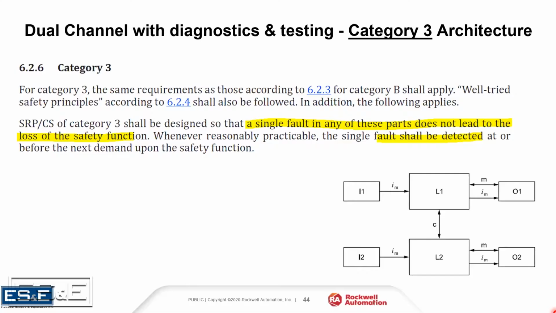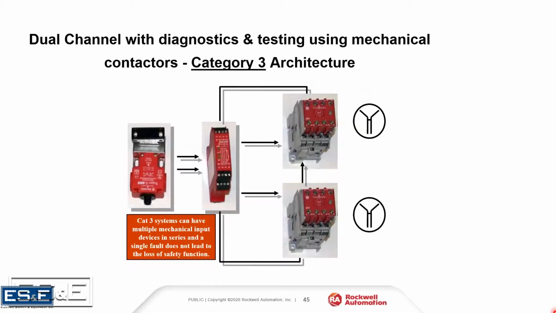And so the dual channel part of that, as you see, the difference here is I've got two. You really want two on the input side. That particular switch that you see there has dual contacts inside of it. And then you have two separate outputs as well, with two safety contactors that you see there in the drawing.